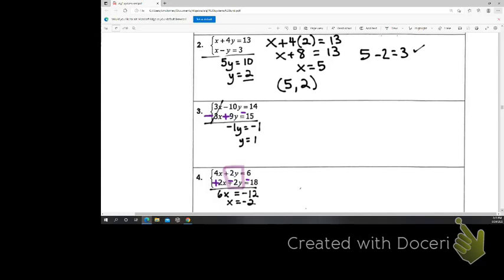So, caution, now we have x is -2. When you plug it in to find the value for the other variable, in the first few we found y first. This time we found x first. So then it's important that you substitute in for the x. So we would do 4 times -2 plus 2y is equal to 6. So -8 plus 2y is 6.